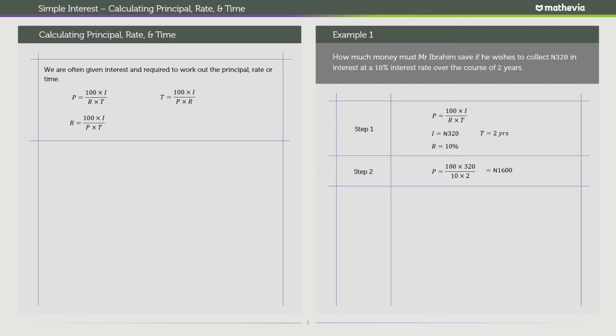So Mr. Ibrahim must invest 1,600 naira at an interest rate of 10% over the course of 2 years to get an interest of 320 naira. It's that simple. Now, another example.